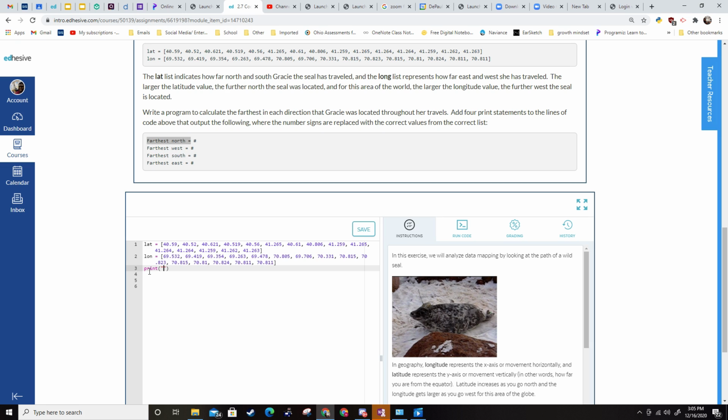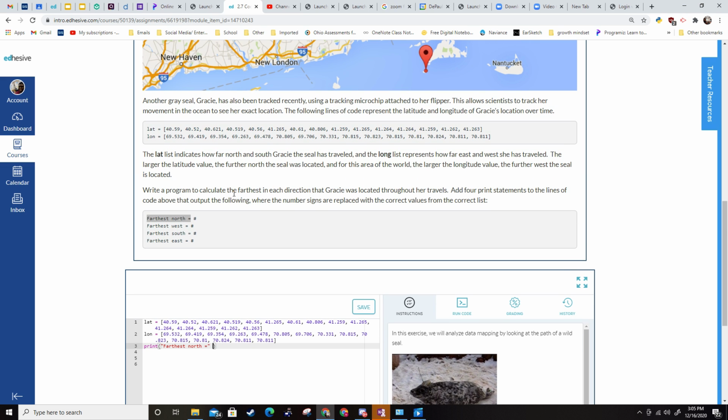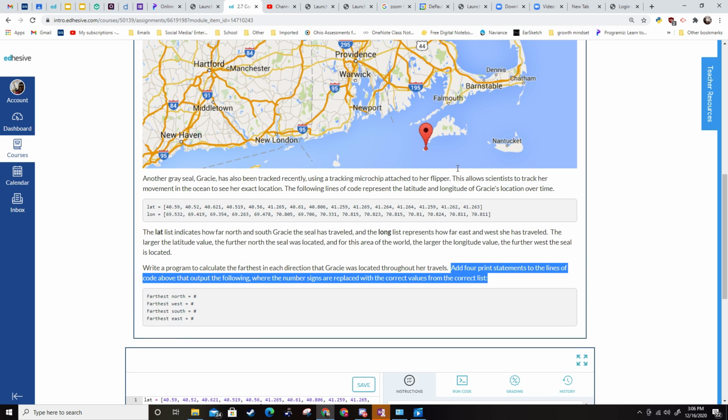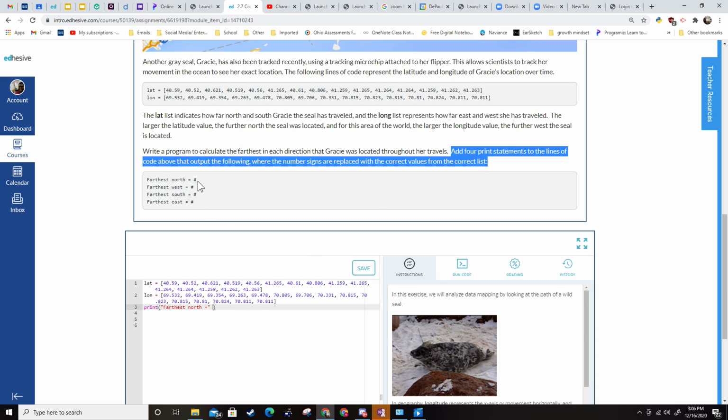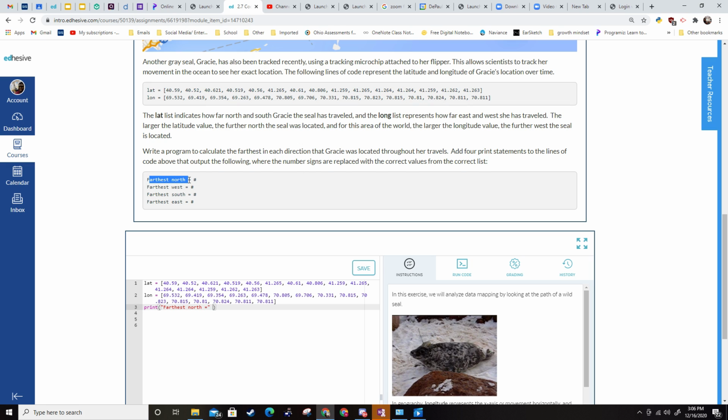So let's try out how they want it. They want print farthest north. What's going to happen next after this, you may ask? Here's what they tell us in the final line of this. Add 4 print statements to the lines of code above to output the following, where the number signs are placed. Those are going to be the values from the list. Now, because of some of the stuff they give us here, we are going to be getting one of these values, and we need to put it with this previous statement.